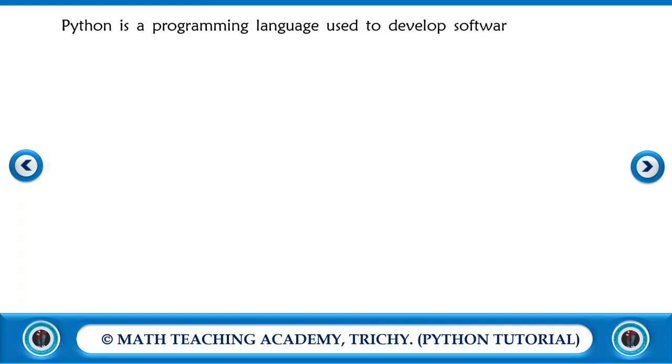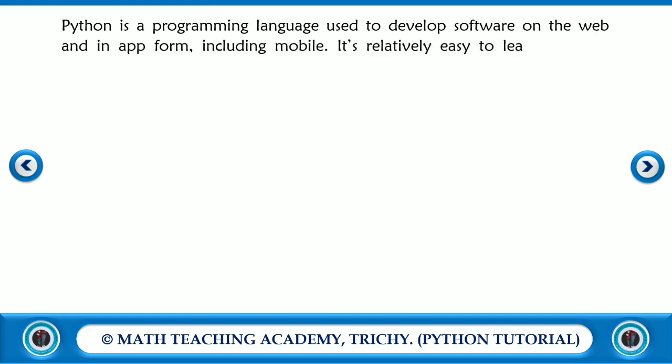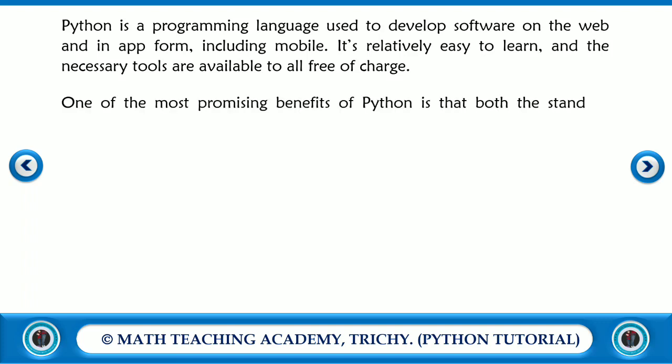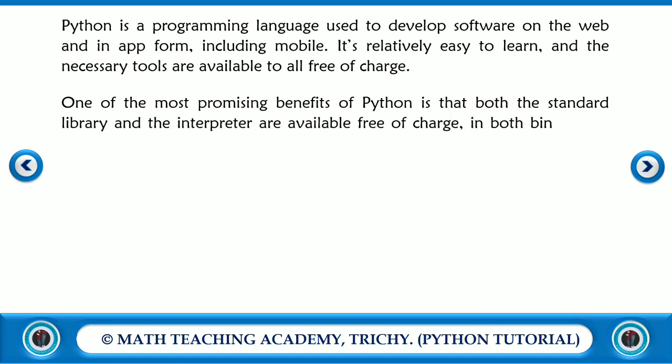Python is a programming language used to develop software on the web and in app form, including mobile. It is relatively easy to learn, and the necessary tools are available to all free of cost. One of the most promising benefits of Python is that both the standard library and the interpreter are available free of cost in both binary and source form.